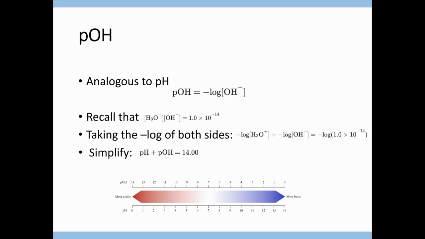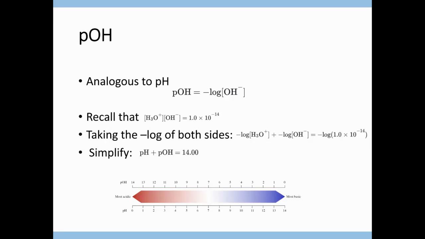Okay, so we talked about pH, how to calculate pH. We can also calculate pOH, which is analogous to pH, but we just take the negative log of the concentration of OH minus. So now we're thinking about the base. And sometimes this is useful if you know more information about the base, but you still want to calculate pH, which we will do in the next question.